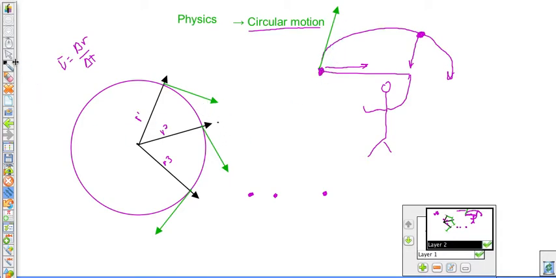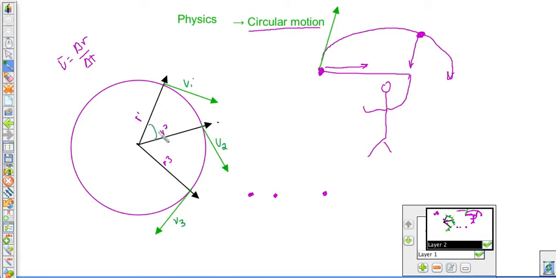All right, so each one of these vectors right here is actually a velocity vector. So let's go back to that color that we just had. These are all velocity vectors. So let's say I have velocity 1, velocity 2, and then down here I have velocity 3.